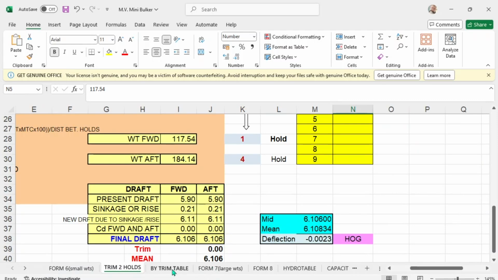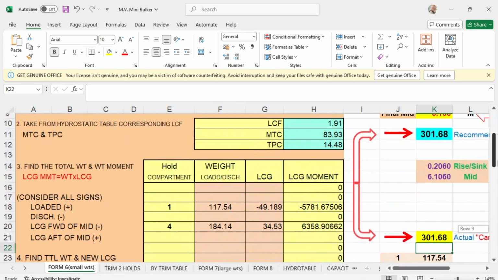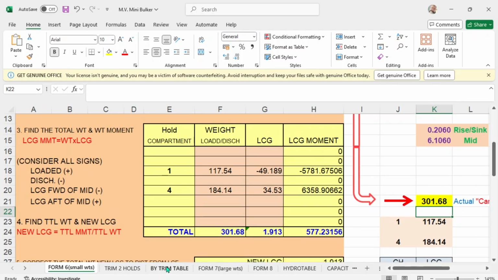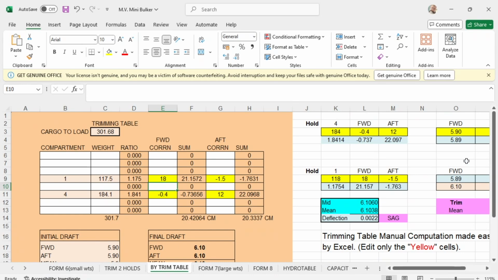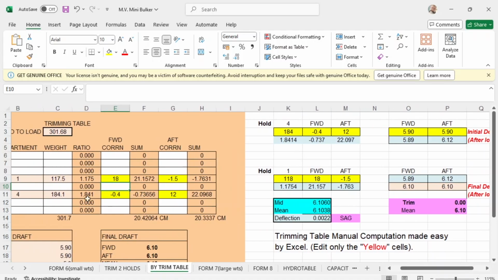And you will see your by trim table. In the trim table, your remaining cargo to load is 301.68. Okay, you got here 301.68. Then in hold number 1 you will load 117.5 and hold number 4 will be 184.1. So you apply the correction in hold number 1. Forward will be 18, up will be negative 1.5. In hold number 4, forward negative 0.4 and up will be 12.